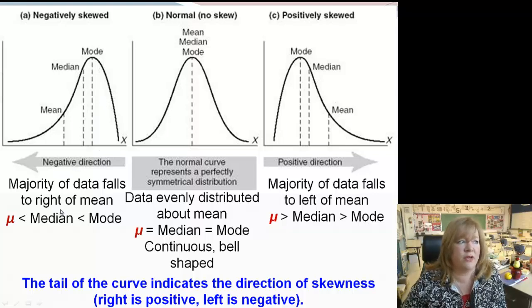The majority of the data falls to the right of the mean. The mean is smaller than the median and the mode. That's called negatively skewed, and I believe it's left skewed.